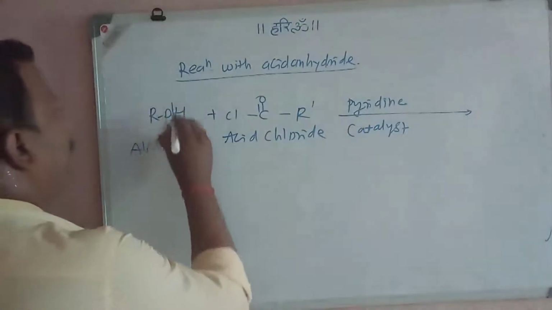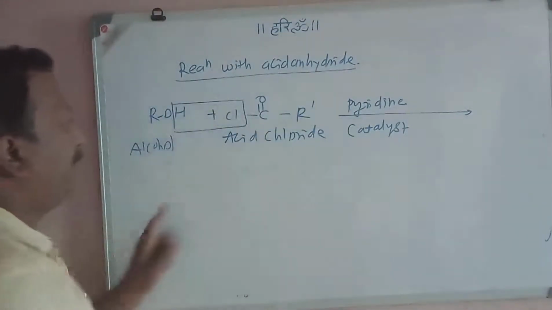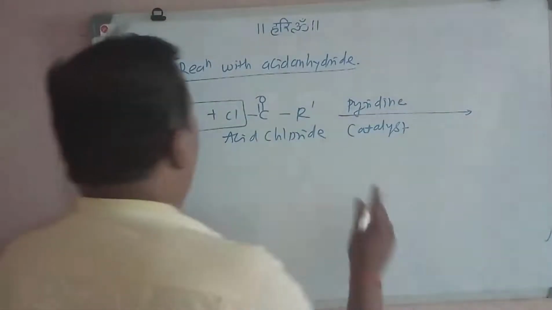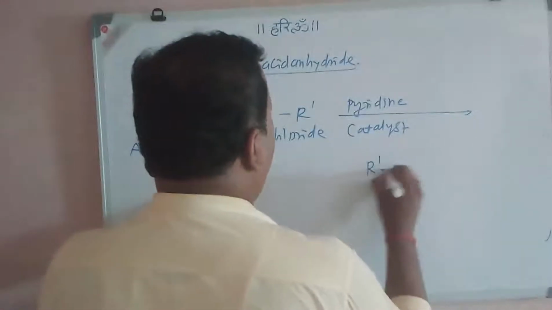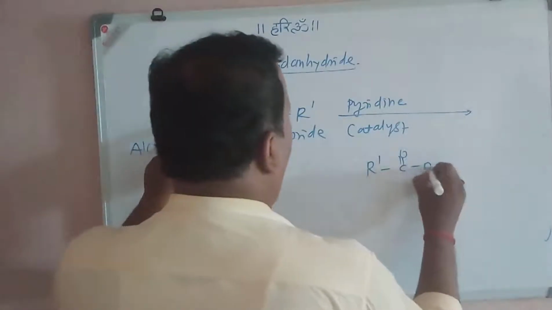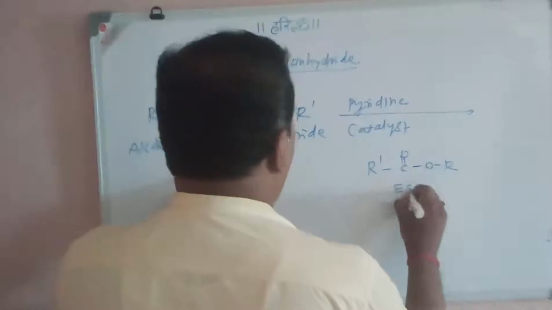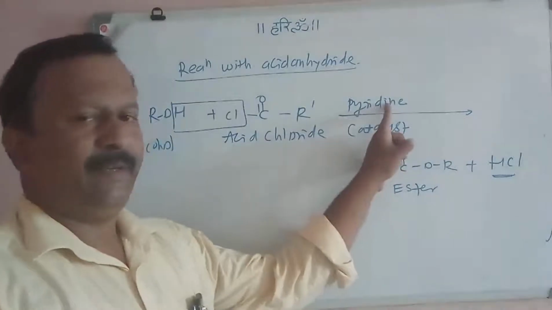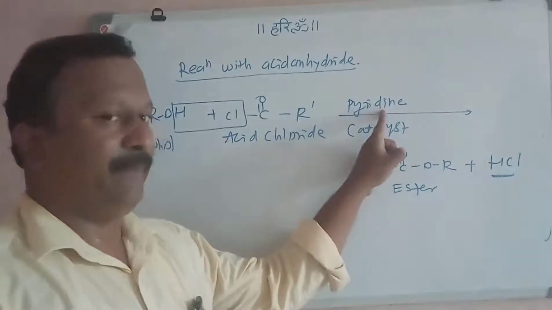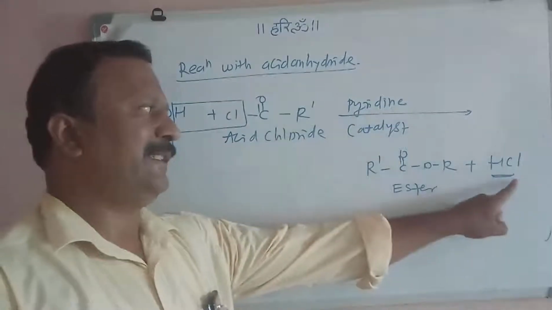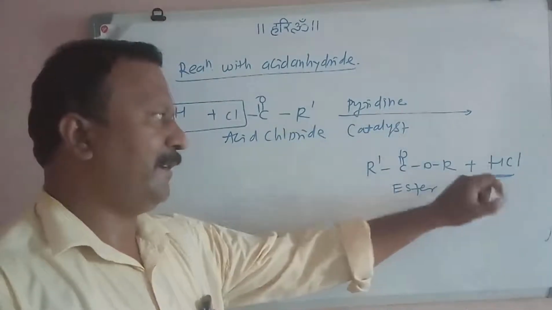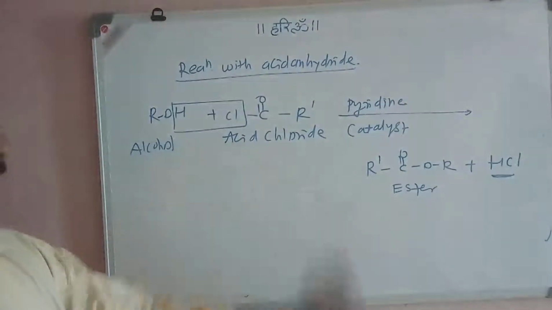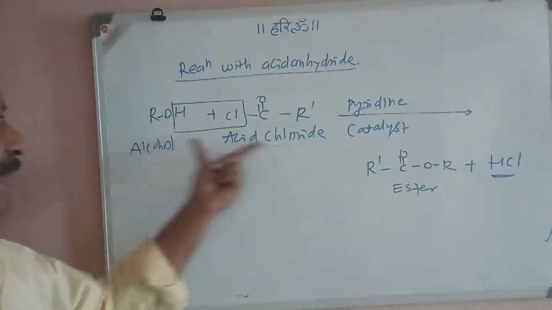Okay, so what happens here? Again formation of ester along with HCl as the byproduct, and we got the corresponding ester like this: R-C double bond O-R. Okay, this is the ester with the formation of HCl as the byproduct. The byproduct HCl is neutralized by the pyridine, which acts as a catalyst. We know that pyridine is a base, so this base can neutralize the HCl formed in this chemical reaction. So it is another method of preparation of ester: alcohols react with acid chloride.